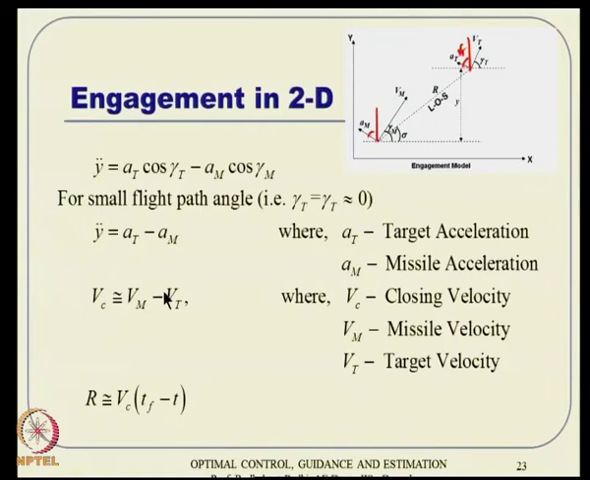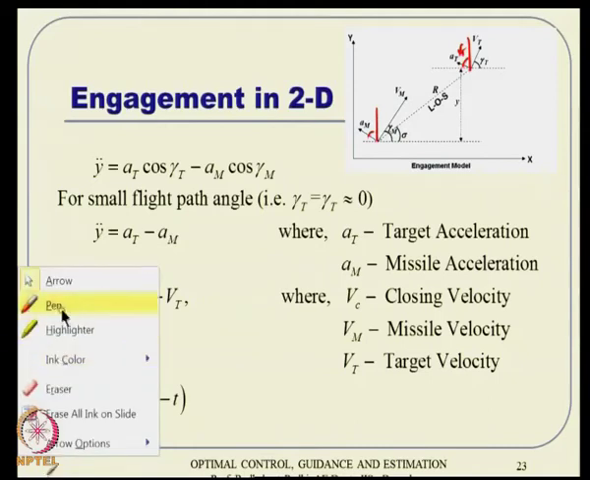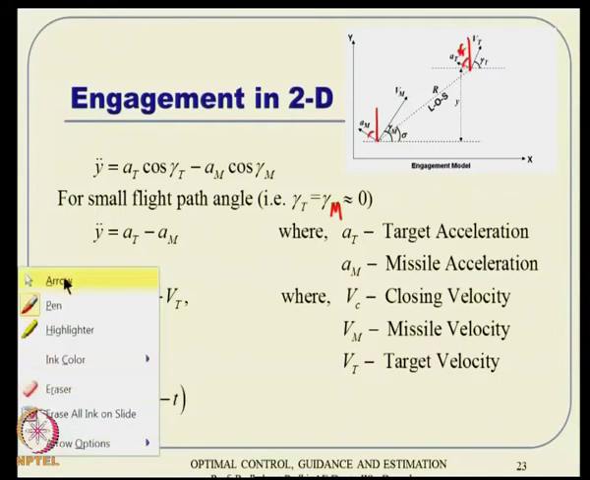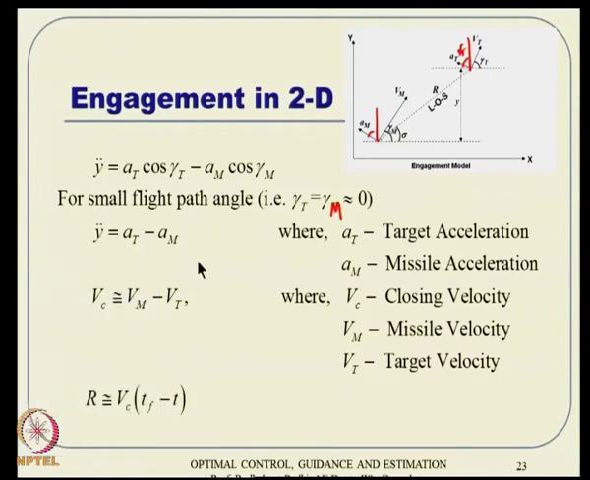So, we have talked about y double dot is like that. Again, you assume gamma T and gamma M is very close to 0. Then it so happens that cos gammas are 1, and you have y double dot is AT minus AM. This is the dynamics in y direction that we will account for.